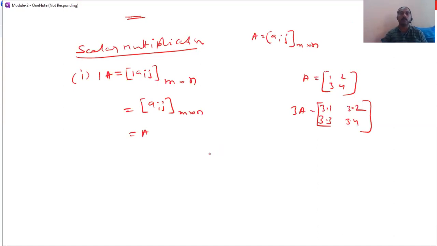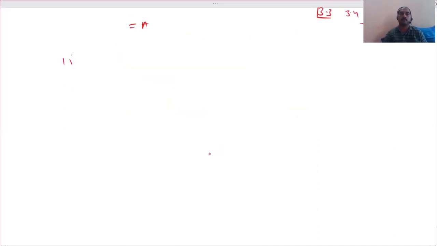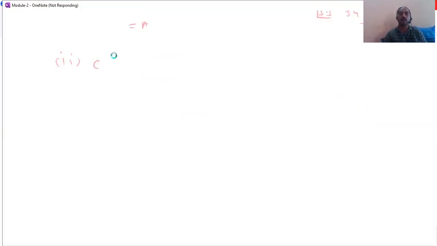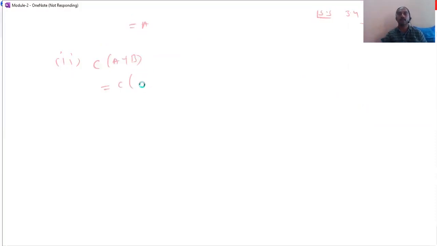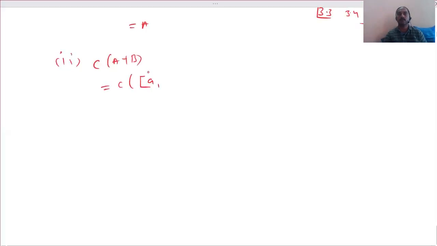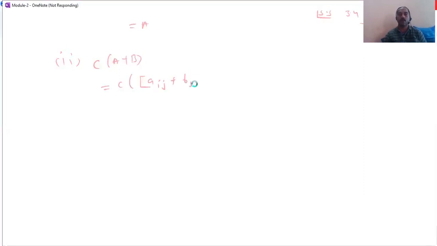Now the second property. C times of A plus B, which is equal to C times of the two matrix additions. Matrix addition is nothing but component wise addition of the entries. A is a_ij, B is b_ij.